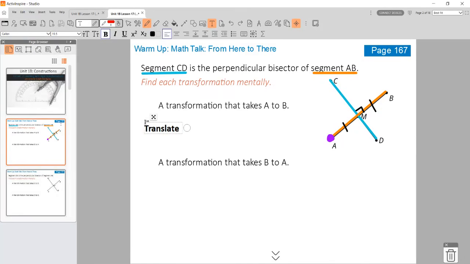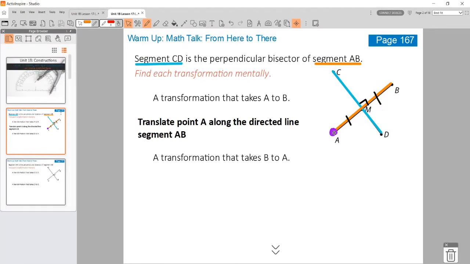You would need to say what you're translating. Okay, so I'm translating point A, and then we call it a directed line segment. So translating point A along the directed line segment, and you say the start of the segment to the end. Okay, so where are we starting at A, and where are we ending at B? Remember, it's a directed segment, so it matters what you're saying first and what you're saying second. So translate, so slide point A along the directed line segment from A to B. So that would land us there.